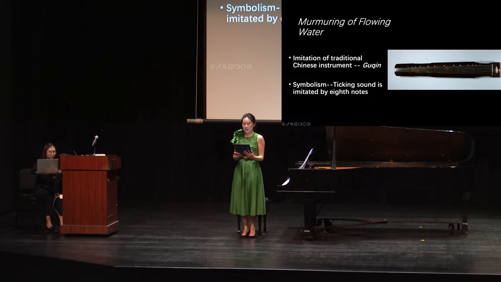Now, I would like to talk about the second movement, Murmuring of Flowing Water. It's composed with a simple melody, but it features national musical elements and the literary spirit, which reflected the imitation of Chinese traditional instruments and the symbolism.